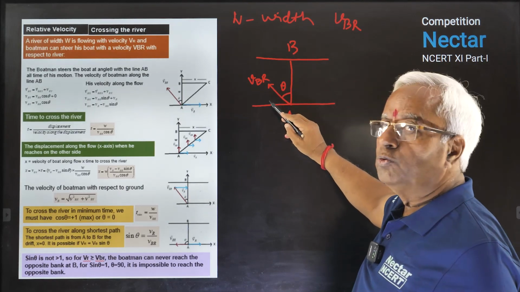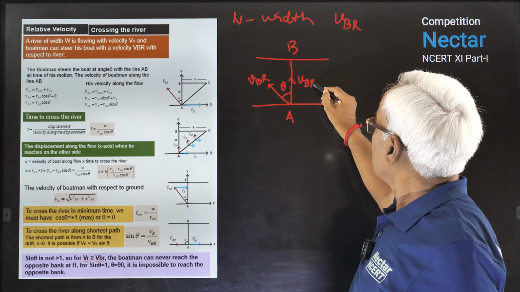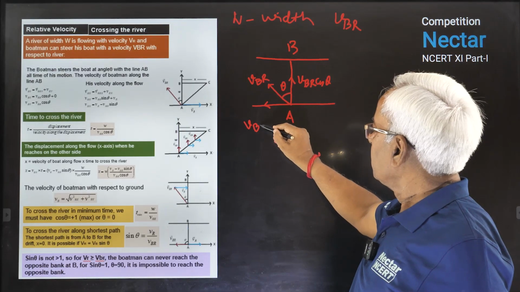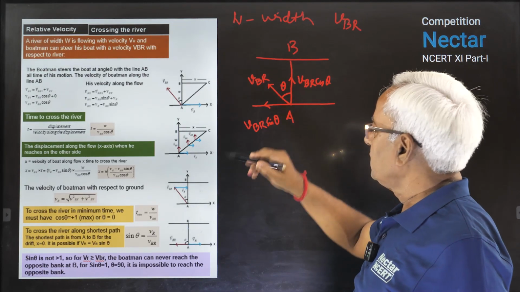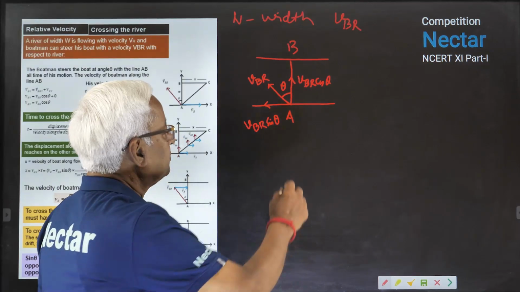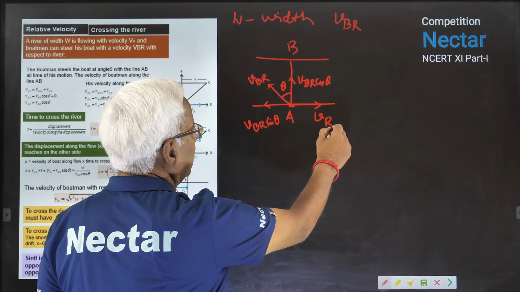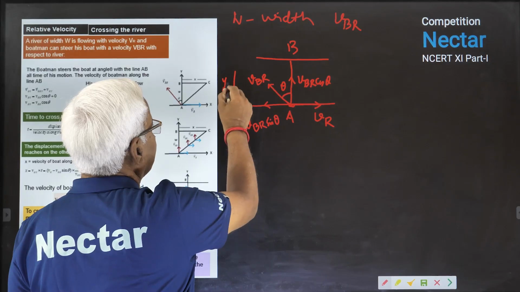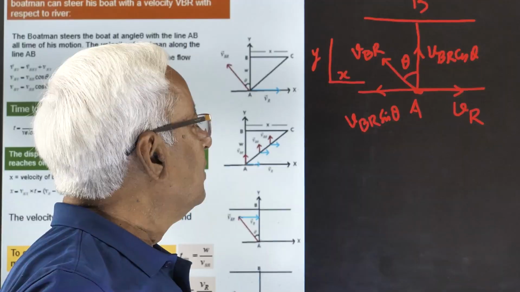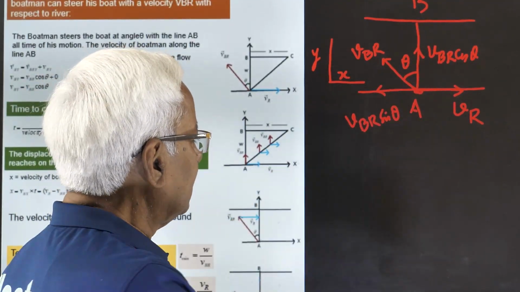You resolve this into two components, you'll find here VBR cos theta, and this side it will be VBR sin theta. River is having the flow from left to right here in the figure. So this is the velocity of river flow. We'll consider this y-axis and this one as x-axis.